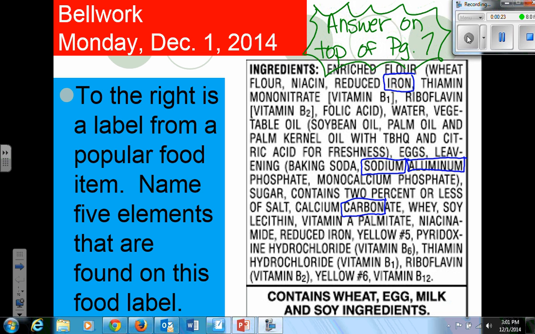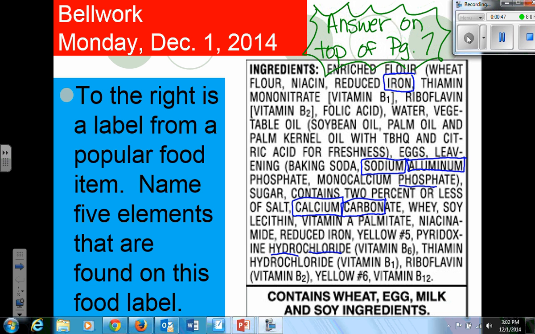Vitamin A is not an element. Calcium. What does the A stand for? Vitamin A. Phosphorus. Where's phosphorus? Right here. Okay. Anything else? Okay, hydrogen from hydrochloride. Probably chlorine.